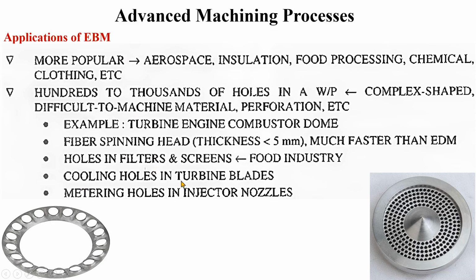And cooling holes in turbine blades are also possible with EBM. And finally, metering holes in injection needles or injector nozzles. These are some of the examples or applications of the electron beam machining process. In the next class we will look into the details of the laser beam machining process. Thank you.